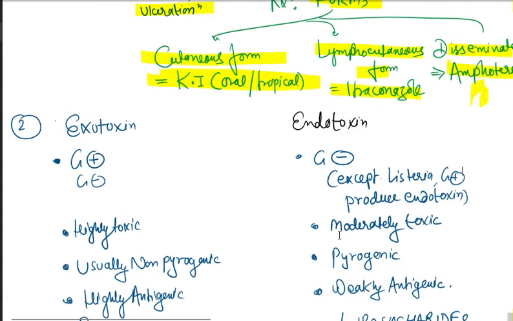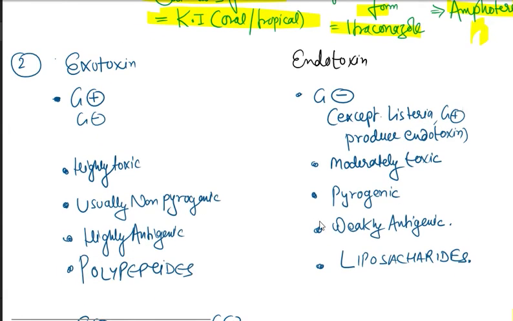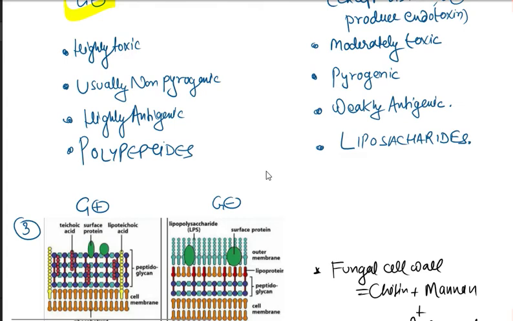Okay, so the next point is the difference between exotoxin and endotoxin. Exotoxin is produced by gram positive as well as gram negative bacteria. It is very highly toxic and usually non-pyrogenic. It is highly antigenic, and it is made of polypeptides.